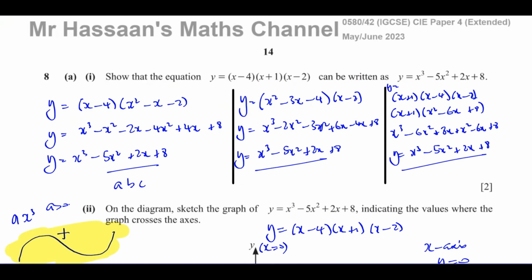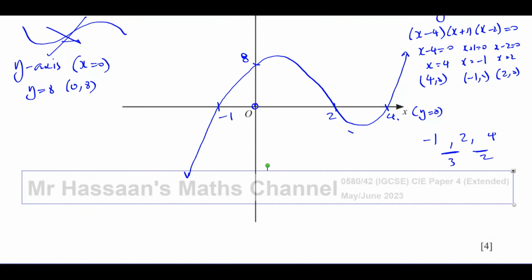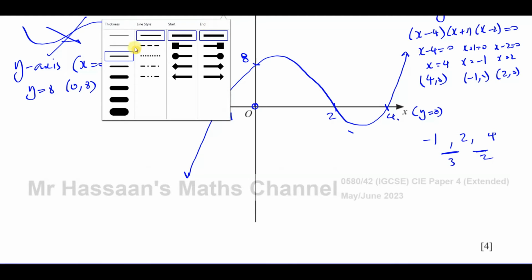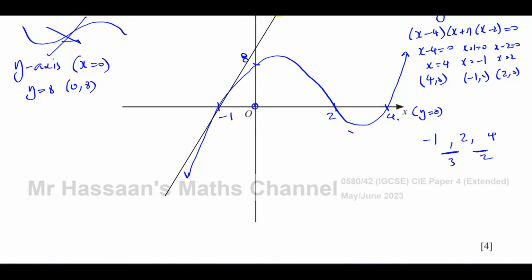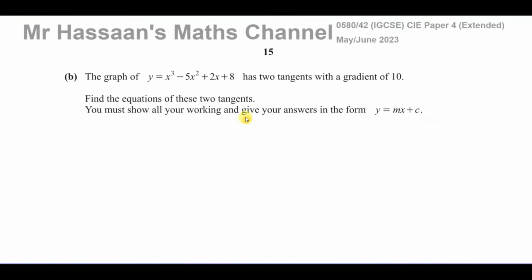Now, a tangent to a curve is a straight line which has the same gradient as the curve at that point. Okay, so there would be a gradient somewhere over here, for example, and somewhere over there. I don't know exactly where they are. I'm just drawing them randomly in places. But they'll both have the same gradient of 10, okay? And we want to find the equation of those 2 tangents.